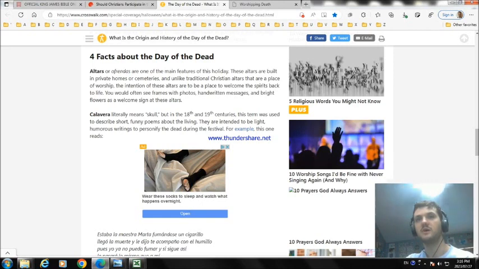Okay, calavera literally means skull, but in the 18th and 19th centuries, this term was used to describe funny poems about the living. They are meant to be light, humorous writings that personify the dead during the festival.